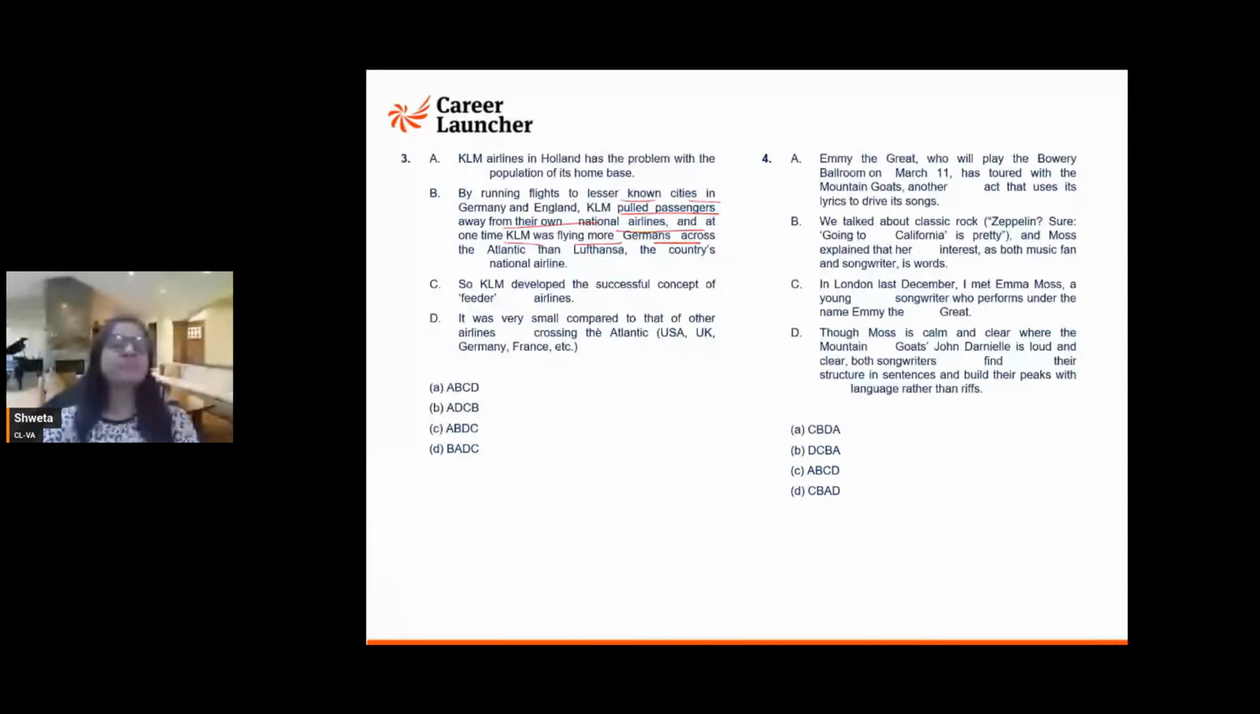Very small compared to that of the other airlines crossing the Atlantic. So KLM developed the successful concept of feeder airlines by running flights to lesser known cities in Germany and England. KLM pulled passengers away from their own national airline. So yes, it could be ADCB is what we can go for, right? ADCB is a good option. Similarly, try this question number 4, and then discuss it.